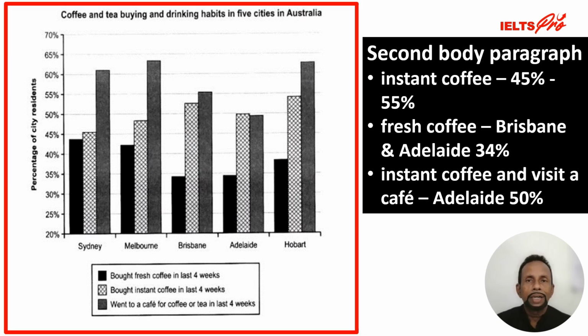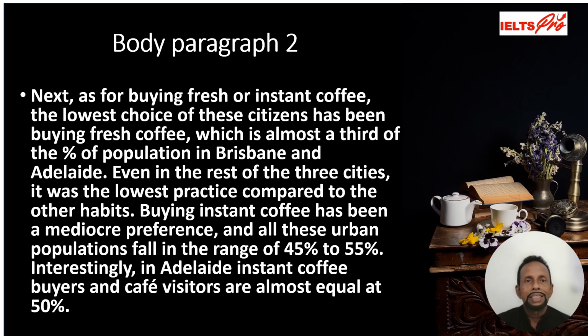To write the second body paragraph, we can first look at buying instant coffee. All cities are in the range of 45% to 55%. Lowest consumption method is purchasing fresh coffee. And here we see that Brisbane and Adelaide show equal proportions at around 34%, which is 1/3 of the whole. Interestingly, Adelaide has almost equal percentage of cafe visitors and instant coffee drinkers at 50%. Now, pause the video and write your second body paragraph. Brilliant. It's done now.